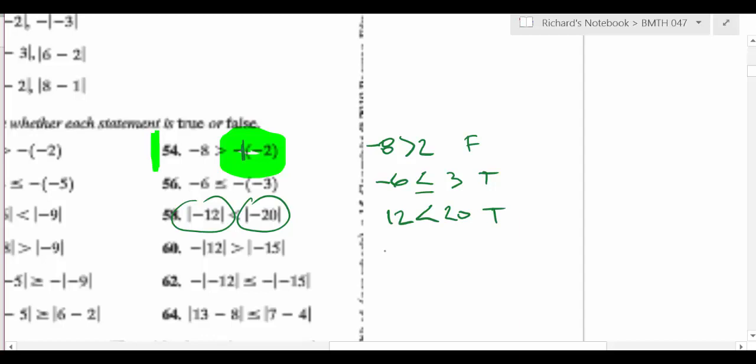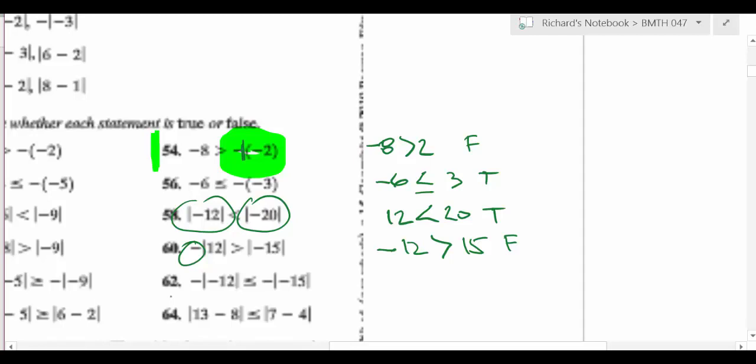Now I have a mixed operation. I've got an absolute value sign, which is a grouping symbol, so I do what's inside the absolute value sign first. With number 68, I write down the negative sign, and then find how far the number 12 is from 0, the absolute value of 12, which is 12. But this negative sign hanging out front still stays. Then there's an inequality sign, and I find the absolute value of negative 15, which is 15. Is negative 12 greater than 15? No, that is false.